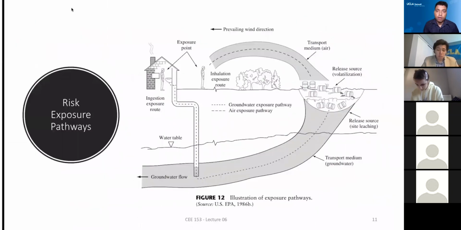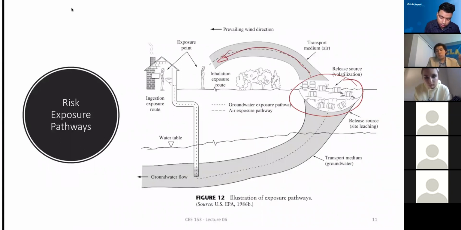So this is just an exposure pathway. I'll just show you. This is your pollutant. The exposure pathway could be air, because of wind, or it could be water. It goes to groundwater, and then you have a drinking water well. You take that water and you drink. That's one way. And then maybe you can directly interact with the soil.